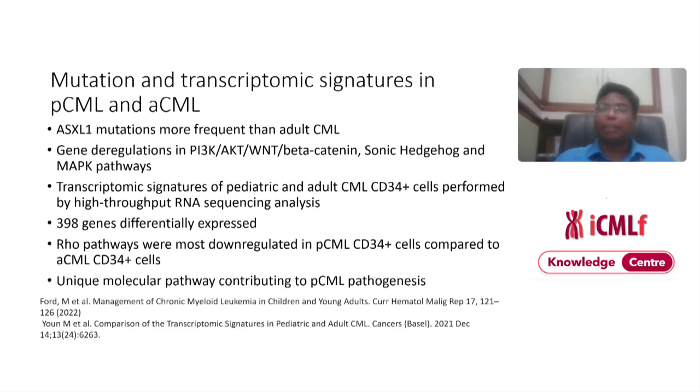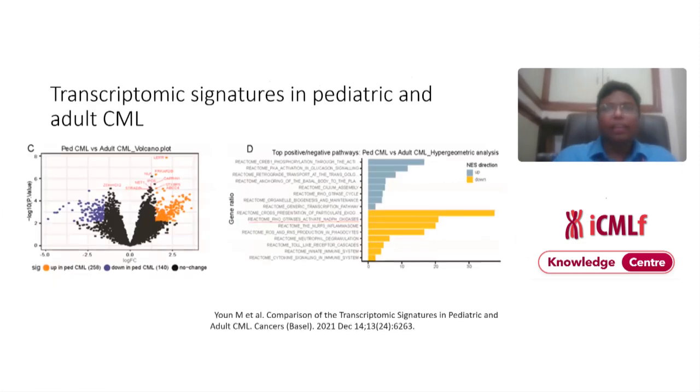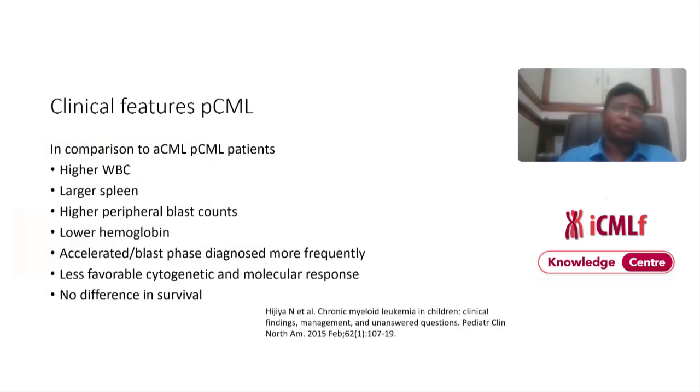in pediatric CML pathogenesis. On the left side, we can see the funnel plots showing the genes which are upregulated in pediatric CML, and on the right side, we can see the genes which are downregulated in pediatric CML when compared with adult CML. And as we said earlier, in the right figure, we can see that Rho GTPase pathways are the key pathways which are downregulated in pediatric CML.